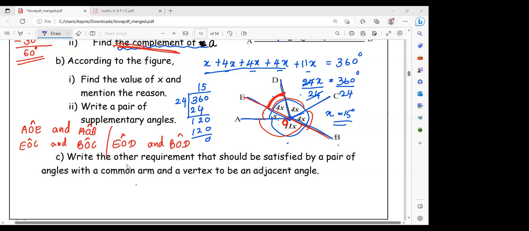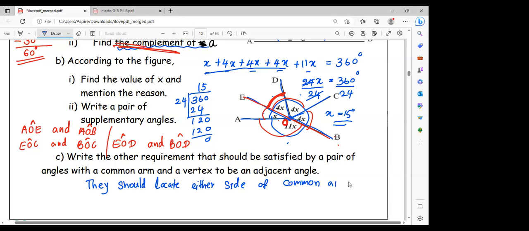In this lesson we have learned types of angles and the relationship between the sum of the angles. Then we can write they should lie. Okay. We have to mention about the location. They should lie or locate either side of the common arm.